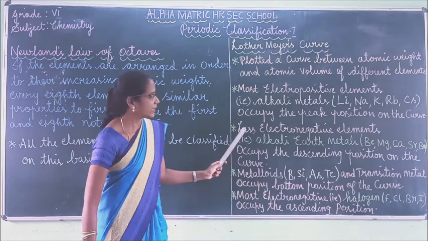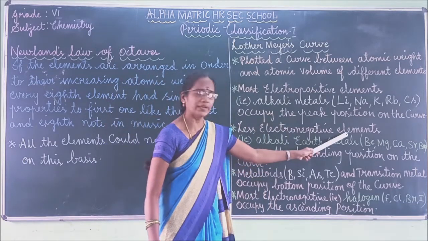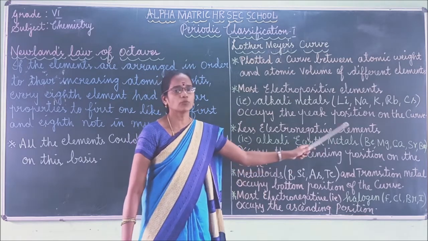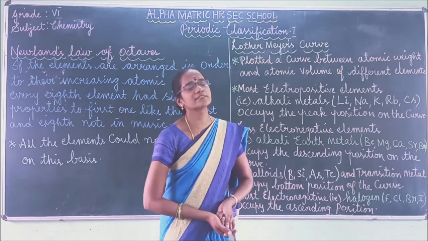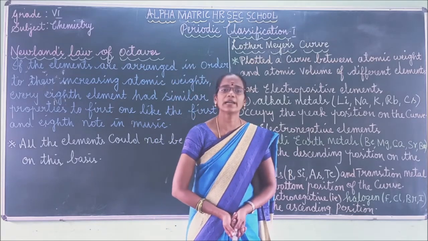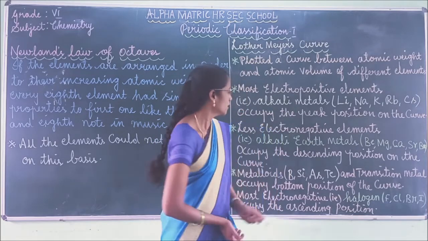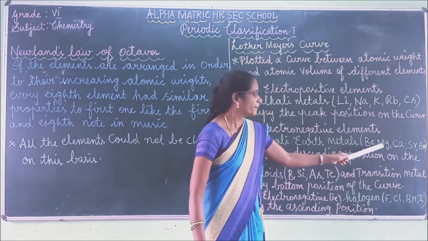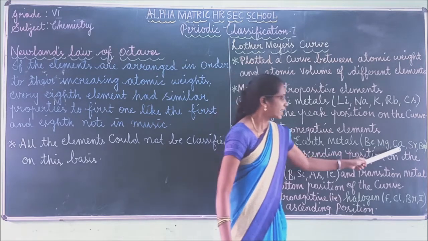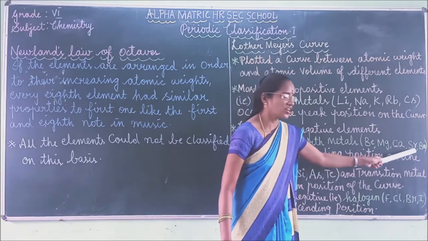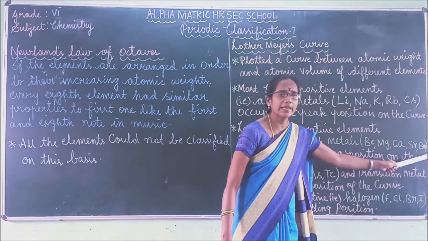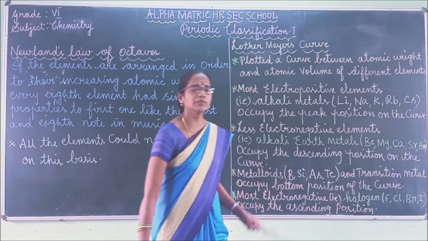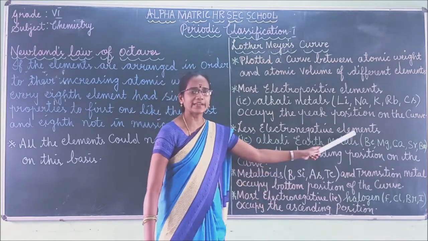Second one, less electronegative elements. Less electronegative elements, it is otherwise called alkaline earth metals. Both alkali metals and alkaline earth metals are highly reactive in nature, right? So, what are the alkaline earth metals? Beryllium, Be, magnesium, Mg, calcium, Ca, strontium, Sr, Ba is barium. Beryllium, magnesium, calcium, strontium, barium, these are the less electronegative elements.